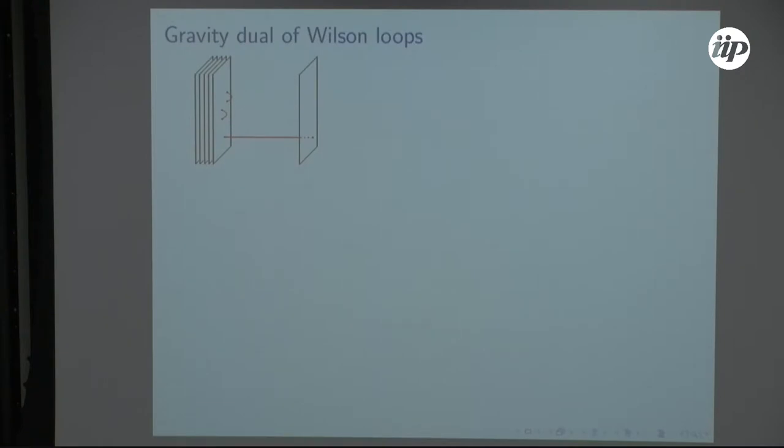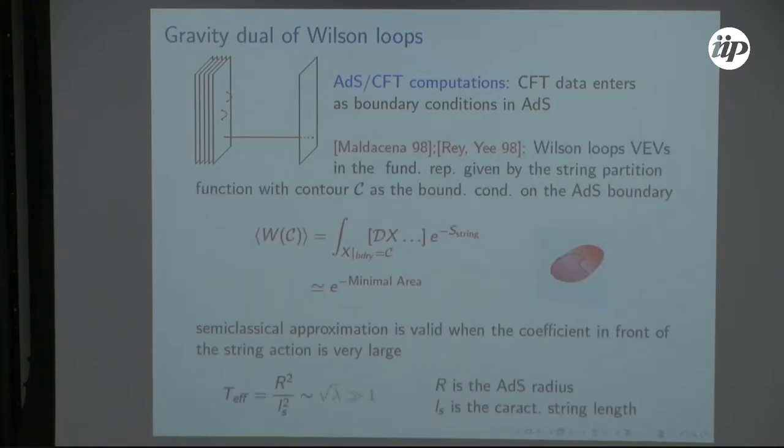And moreover, this is the full geometry, but AdS/CFT also implies going to the near horizon, and when you go to the near horizon, this geometry looks like AdS5 cross S5, what you see is an open string that is flying to the boundary of AdS. So essentially, this is what motivates all the problems in AdS/CFT: the data of the CFT enters as a boundary condition for your computation in the bulk of AdS. But this picture was what motivated Maldacena already in 98, and also Rey and Yee in 98, to account for Wilson loops in string theory.